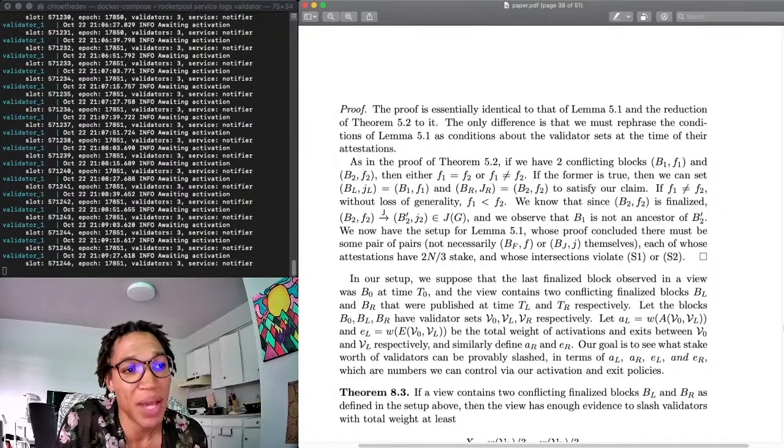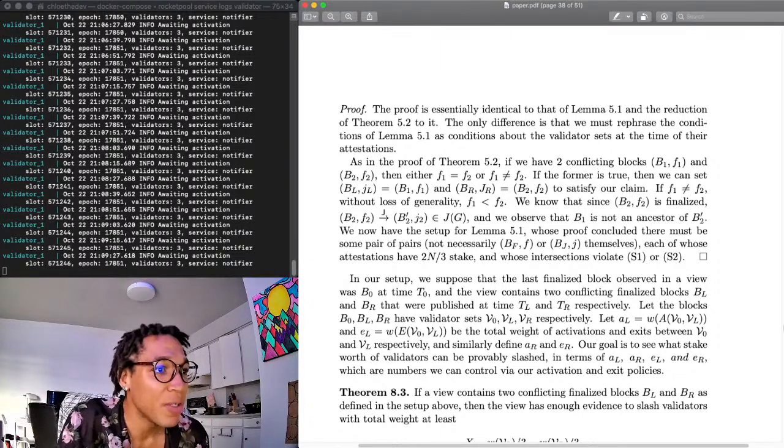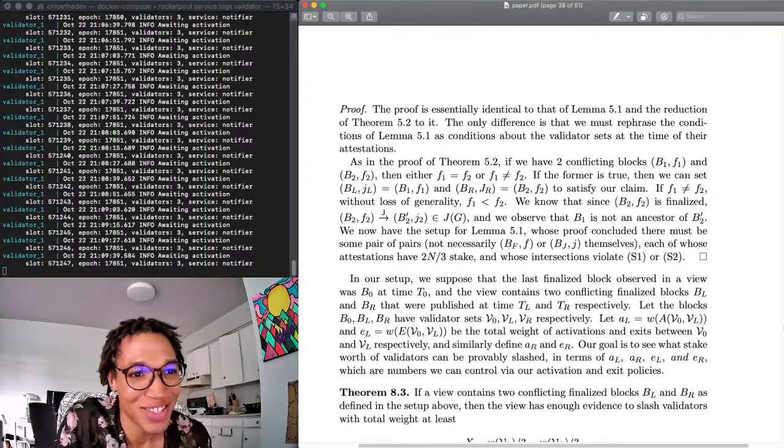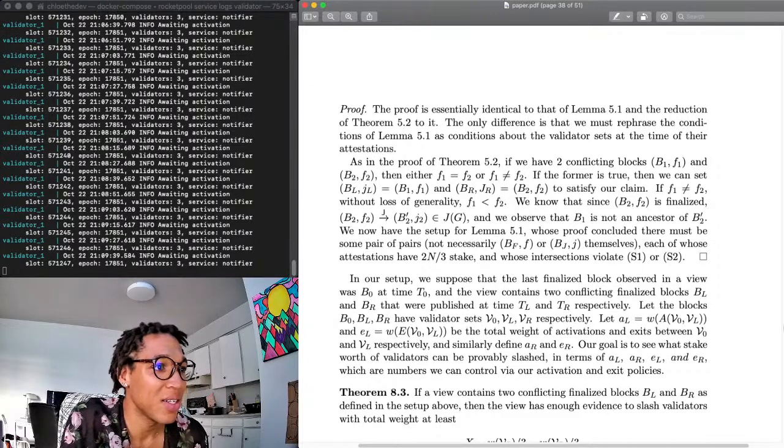And remember, blocks come in pairs, so block 1 and block 2 at different epochs, I guess, or the same epoch but different times. Doesn't really matter. Then either F1 equals F2, so they're the exact same epoch, or the epochs are different. Obviously these are one or the other. If the former is true, then we can set these two blocks are the same, I suppose. So it's saying if the former is true and they're in the same epoch, then it looks like there's two different blocks to satisfy our claim.